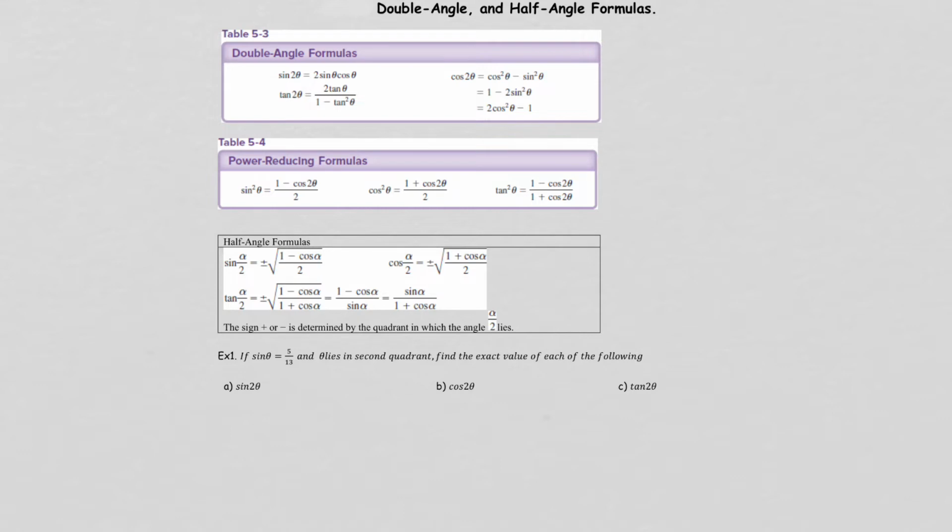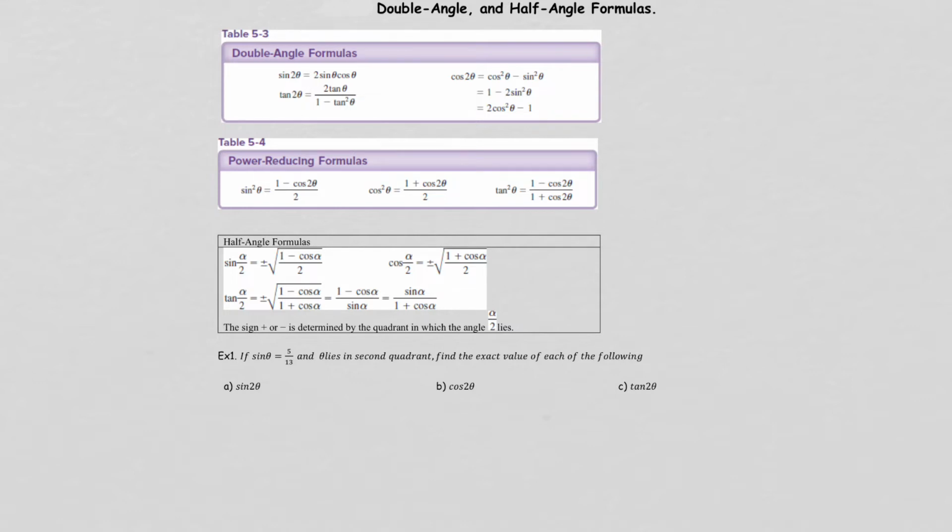So let's look at example 1. Sine theta is 5/13 and it's in the second quadrant. Find the exact value of each of the following. Looking at this double angle, you need to know sine, cosine, and tangent. Even though sine is given, you need to know sine, cosine, and tangent. So that's the first thing you need to do.